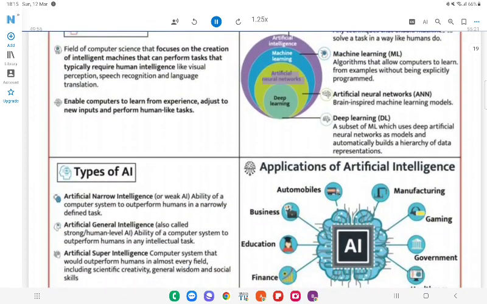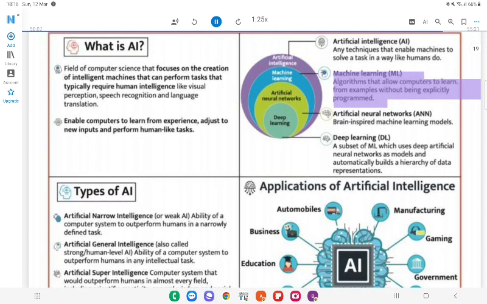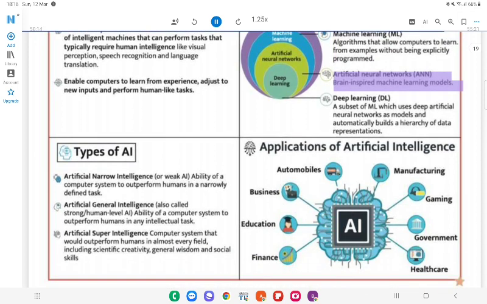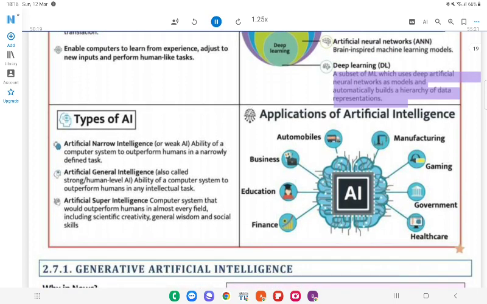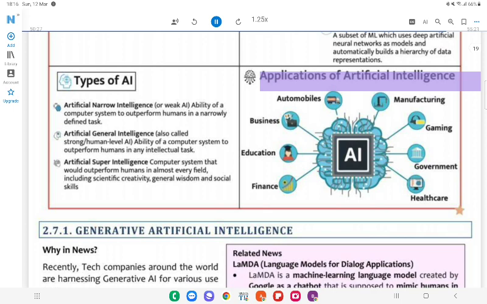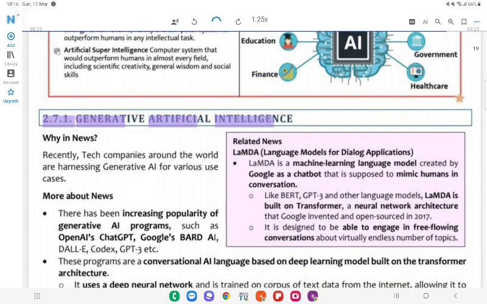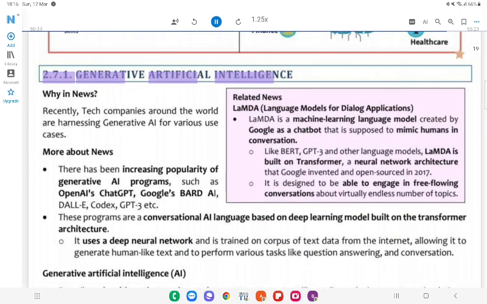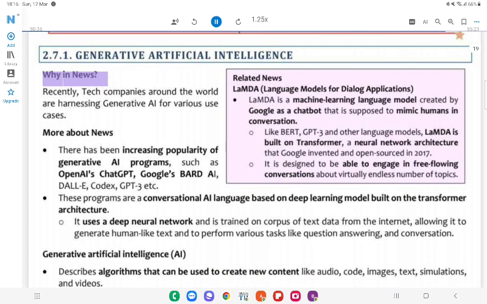Artificial intelligence, AI: any techniques that enable machines to solve a task in a way like humans do. Machine learning, ML: algorithms that allow computers to learn from examples without being explicitly programmed. Artificial neural networks: brain-inspired machine learning models. Deep learning, DL: a subset of ML which uses deep artificial neural networks as models and automatically builds a hierarchy of data representations. Applications of artificial intelligence: automobiles, business, education, finance, manufacturing, gaming, government, healthcare. 2.7.1. Generative artificial intelligence.